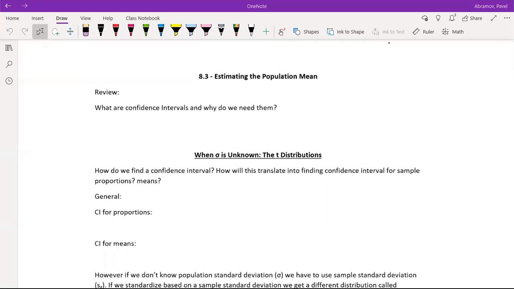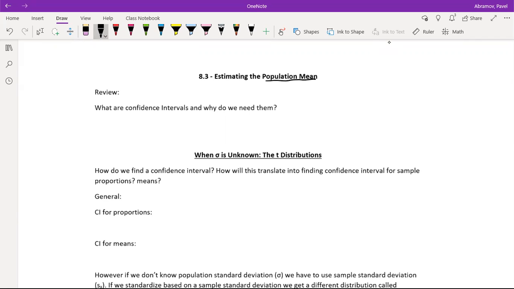Greetings, students. Today we are going to finish our discussion of confidence intervals, and we're going to finish it with creating confidence intervals for population mean. In the past, we created the confidence intervals for population proportions.